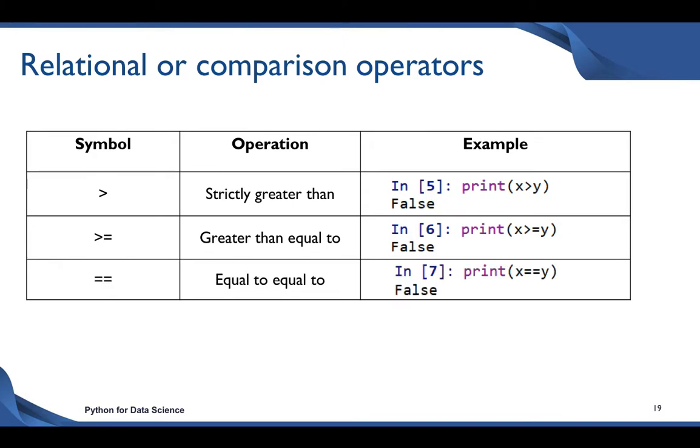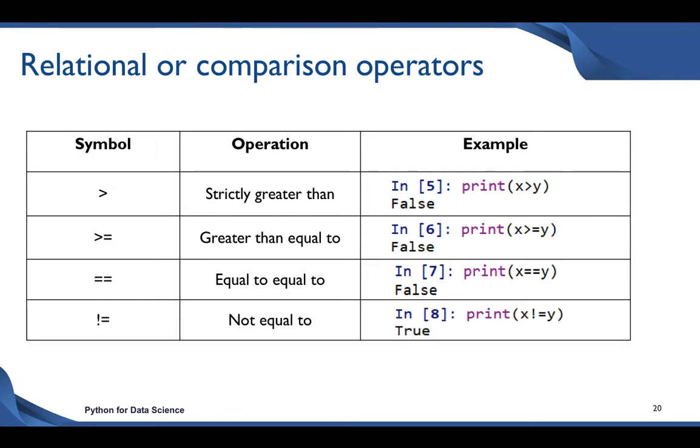Then the last operation is the comparison operator, which is equal to. In this we need to check whether x is equal to y or not, and it will return us a boolean value, that is true or false. And similarly the opposite of equal to is not equal to, right, so it will return us true or false. Let's practice this.